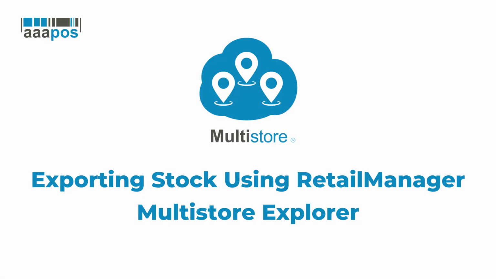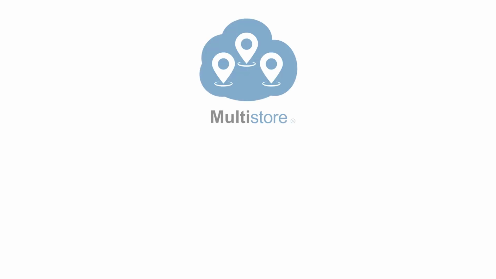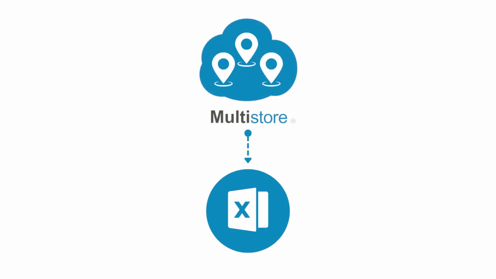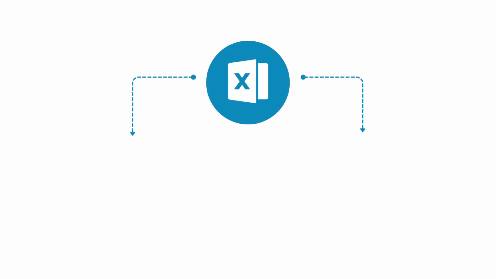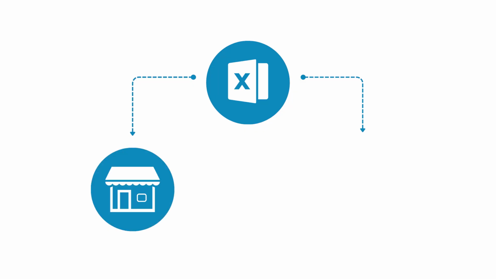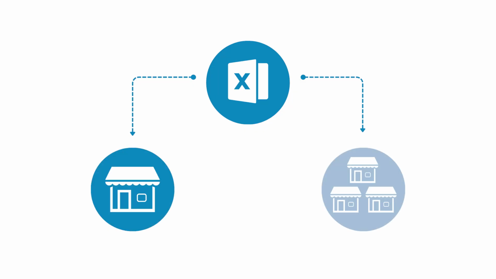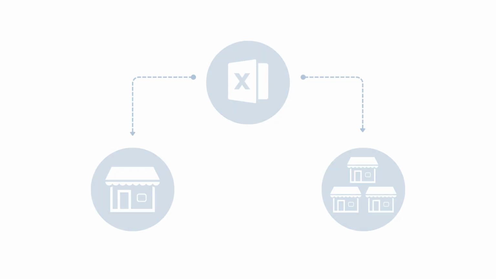Exporting stock using RetailManager Multistore Explorer. RetailManager Multistore is designed to help you export and analyze key business data, such as inventory information, from one or multiple stores. You can export reports either store by store or as a consolidated view, all stores combined, ready for filtering and analysis in Excel.